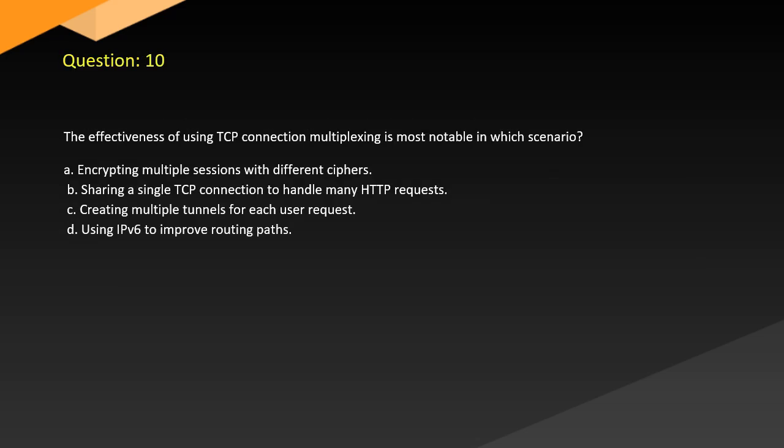Question 10. The effectiveness of using TCP connection multiplexing is most notable in which scenario? A. Encrypting multiple sessions with different ciphers. B. Sharing a single TCP connection to handle multiple HTTP requests. C. Creating multiple tunnels for each user request. D. Using IP funneling to improve routing paths.